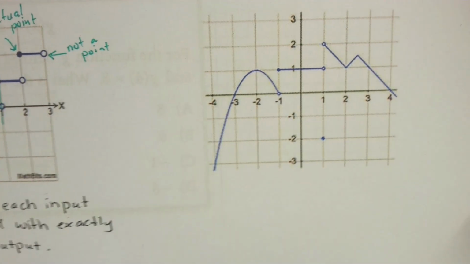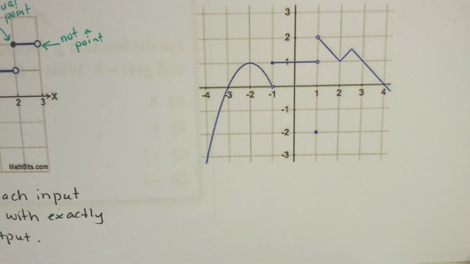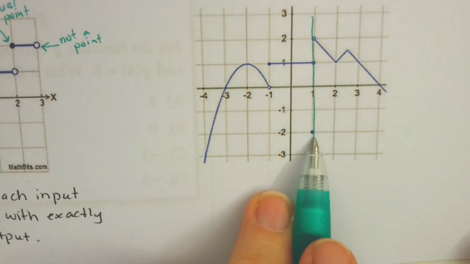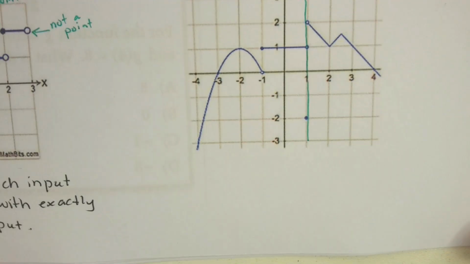But you can see it anywhere where you put a vertical line. It's only going to hit one point. Even this weird little place here. We got two open dots, but then we got a closed dot on the bottom. That's a function.